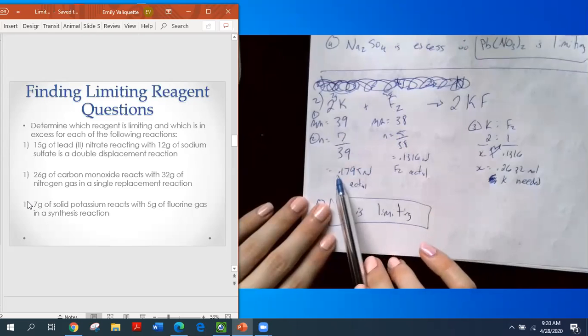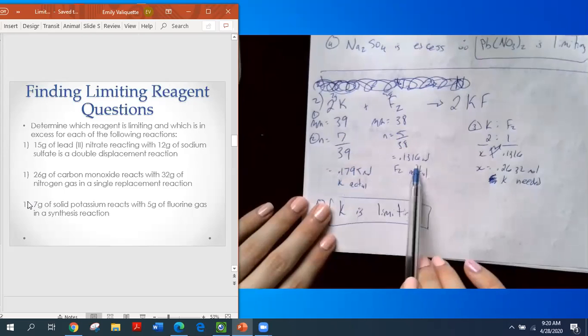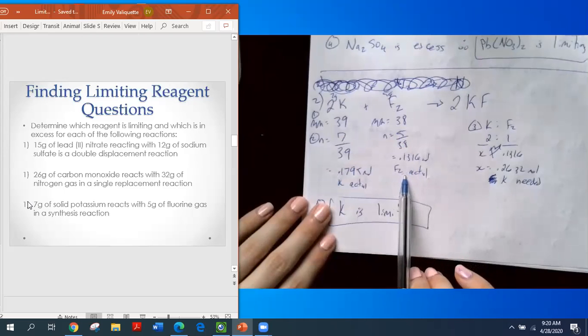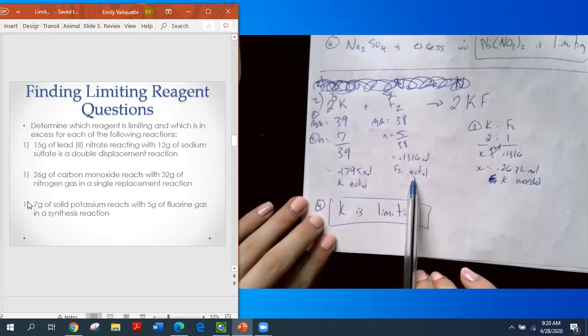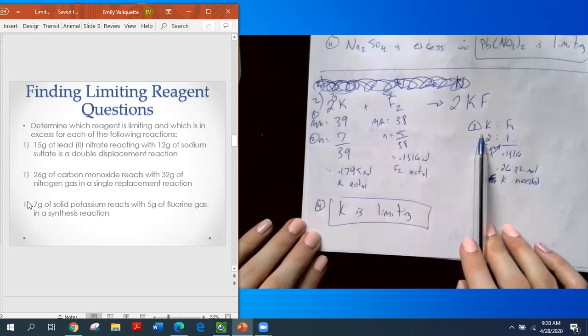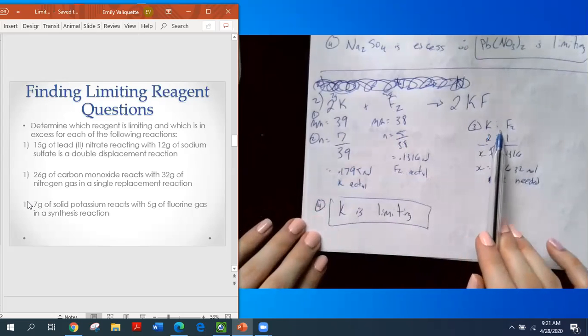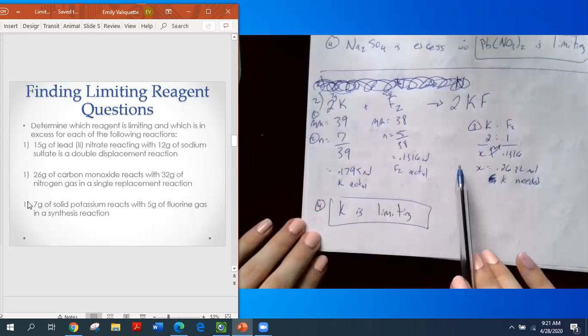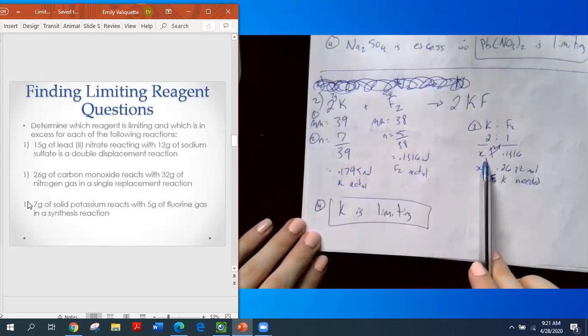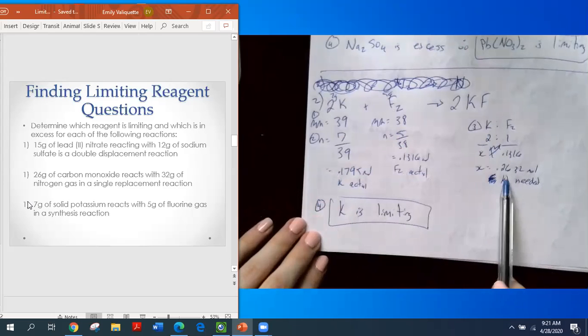You should get 0.1795 moles of potassium that you actually have, and 0.1316 moles of the fluorine that you actually have. Then you set up a mole ratio between the two reactants. It is a 2-to-1 ratio this time. Plug in the X on either side in the bottom, plug in the moles on the other side, and then cross multiply. If you did it the way I did, you would get 0.2632 moles of potassium needed.